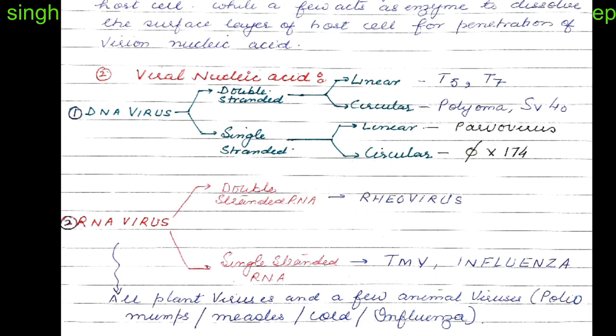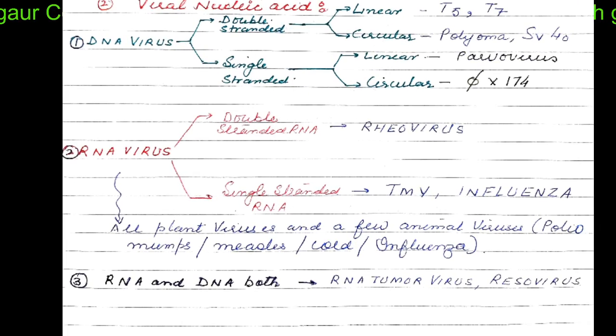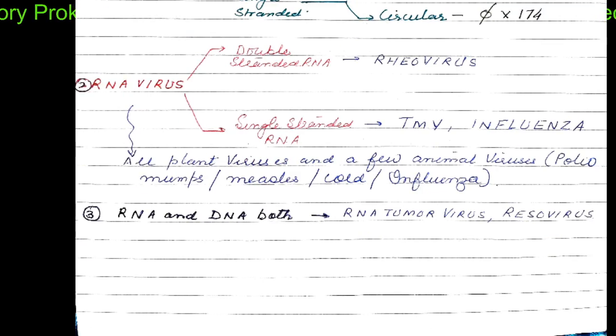Single-stranded DNA viruses are also present, linear parvovirus and circular phi X174. RNA viruses again are double-stranded like reovirus, and single-stranded like tobacco mosaic and influenza viruses. All the plant viruses and a few animal viruses like polio, mumps, measles, and cold and influenza virus, they have RNA as genetic material.